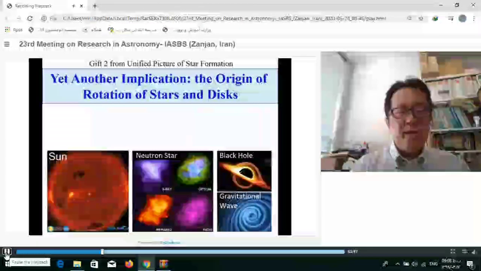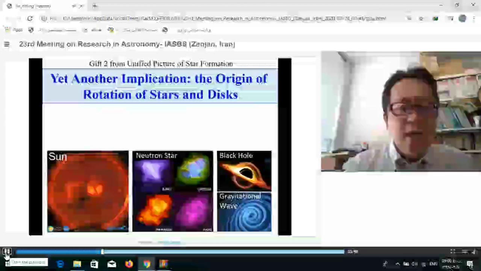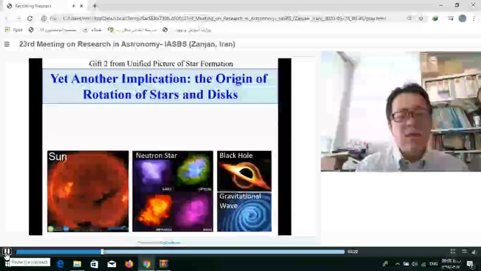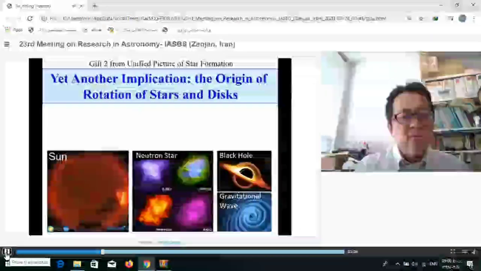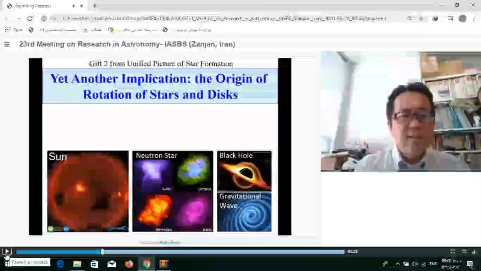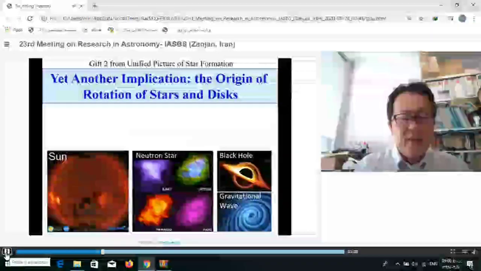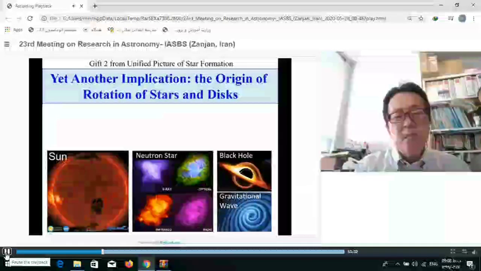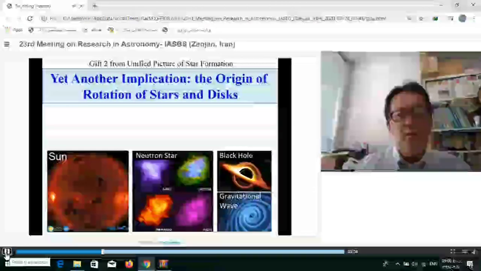Okay, final topic. What about rotation? We know that the sun is rotating. Rotation period is about 1 month. The sun is rotating. All the other stars are rotating, and that is the reason why, after the death of a massive star, we can create a rapidly rotating neutron star.